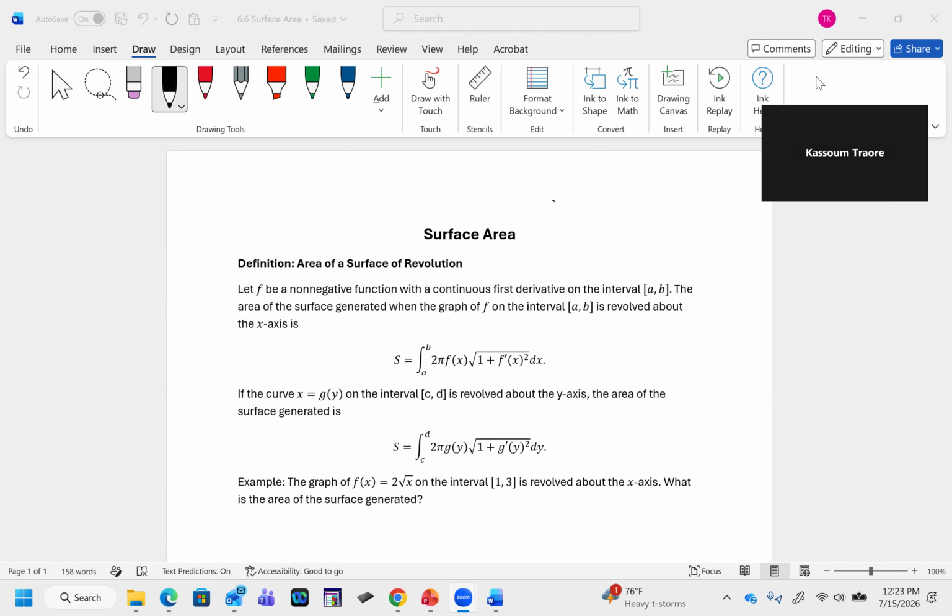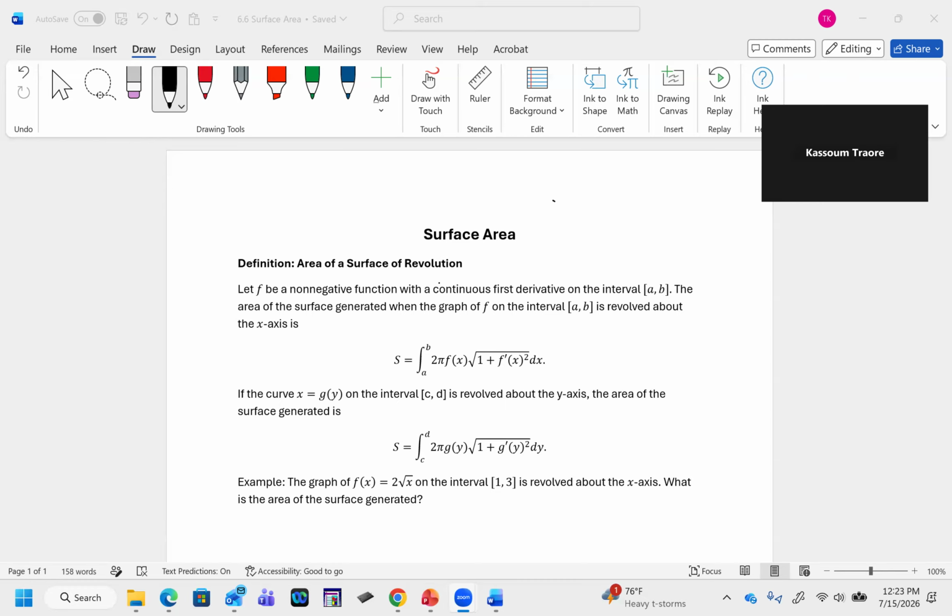So in this section we are going to talk about the surface area. Definition: area of the surface of revolution. Let f be a non-negative function with a continuous first derivative on the interval a to b. The area of the surface generated when the graph of f on the interval a to b is revolved about the x-axis is S equals the integral from a to b of 2 pi f of x times the square root of 1 plus f prime of x squared dx.